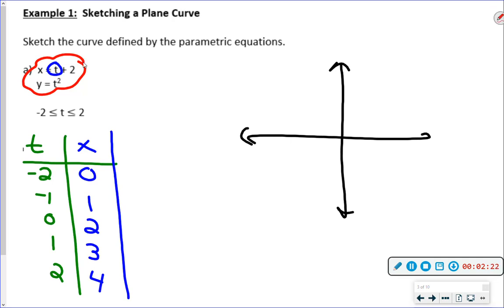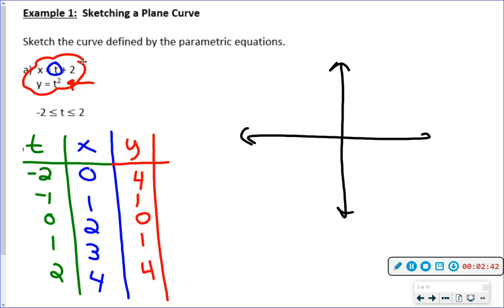And of course we need y. So I'm going to add another column. Now, we are plugging the values for t now into our y equation. So I'm going to do -2 squared, 4. -1 squared, 0 squared, 1 squared, 2 squared.